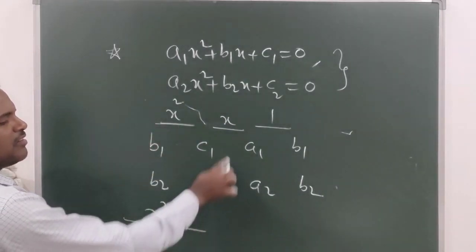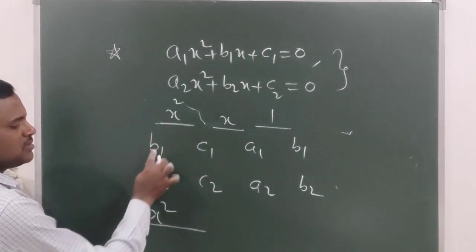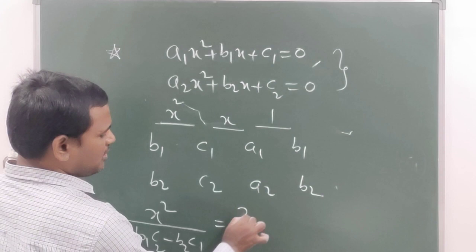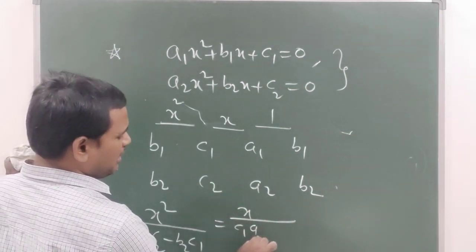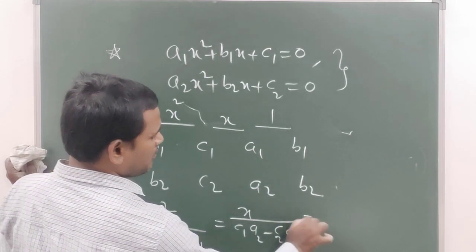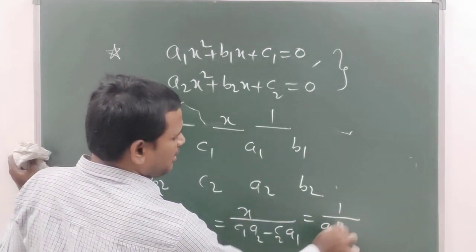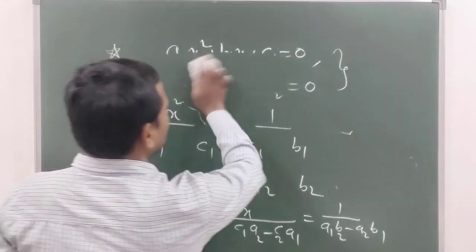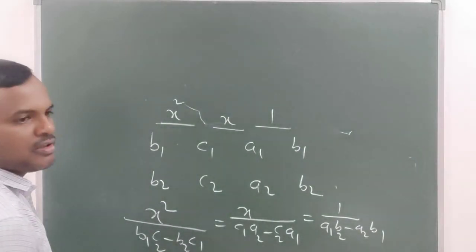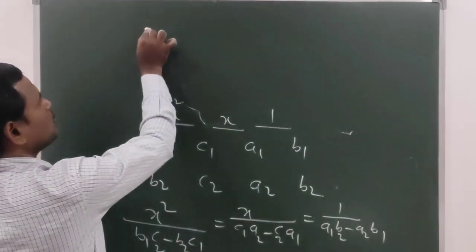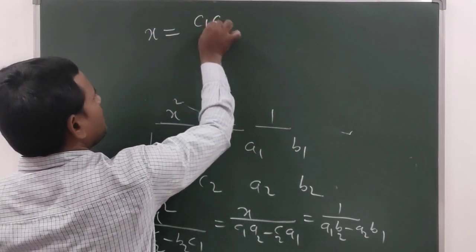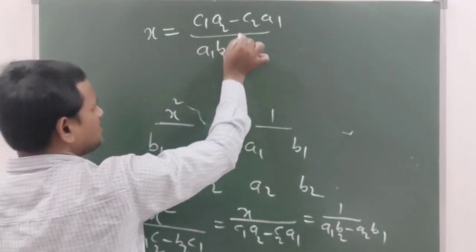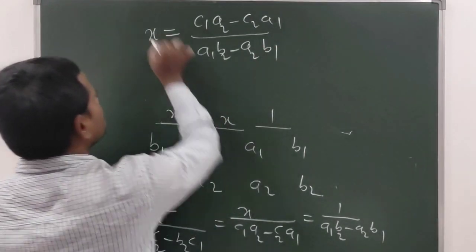So find the determinant of these 4 numbers. What do we get here? b1c2 − b2c1. Now this is equal to x by c1a2 − c2a1, which is equal to 1 by a1b2 − a2b1. Right, now we equate these two. When you equate these two, you get the common root as (c1a2 − c2a1)/(a1b2 − a2b1). This is the common root.